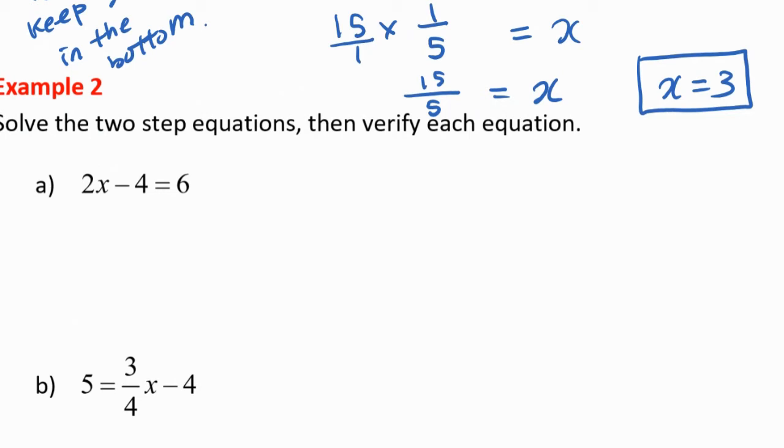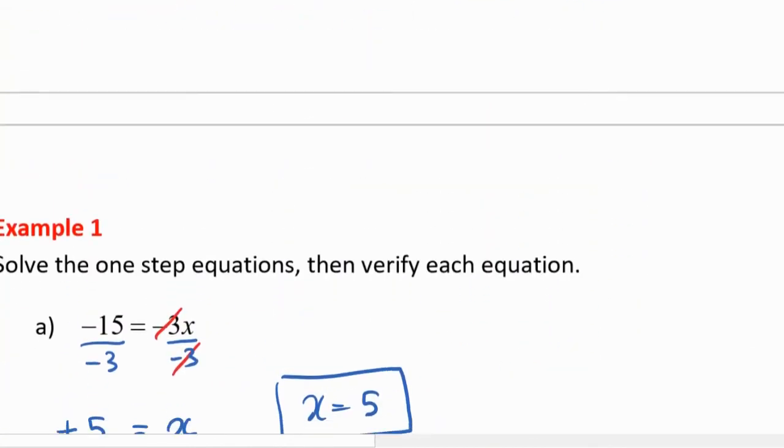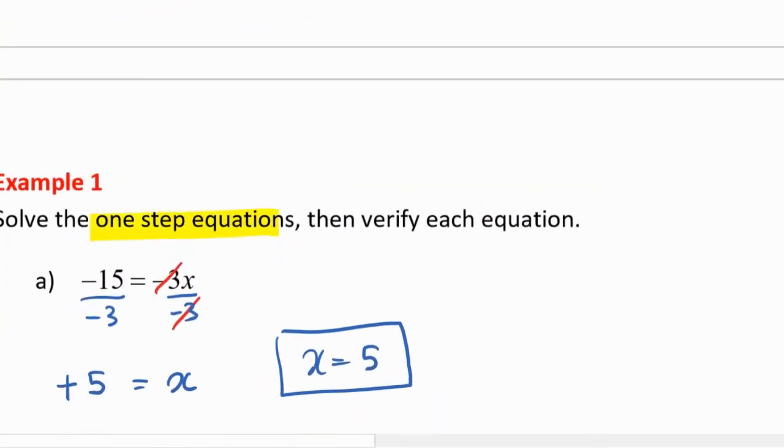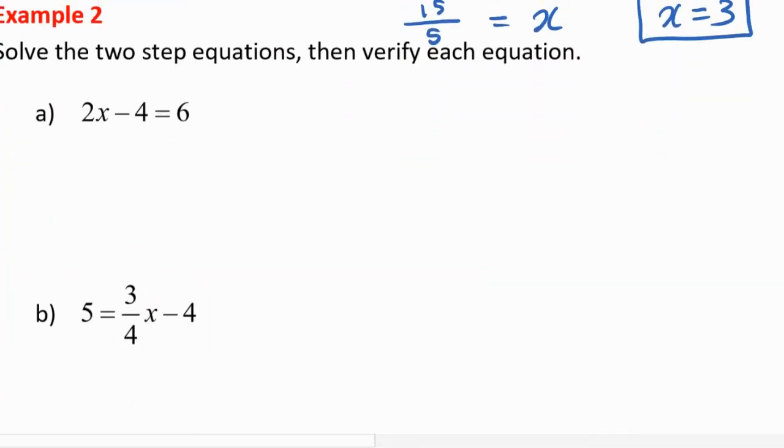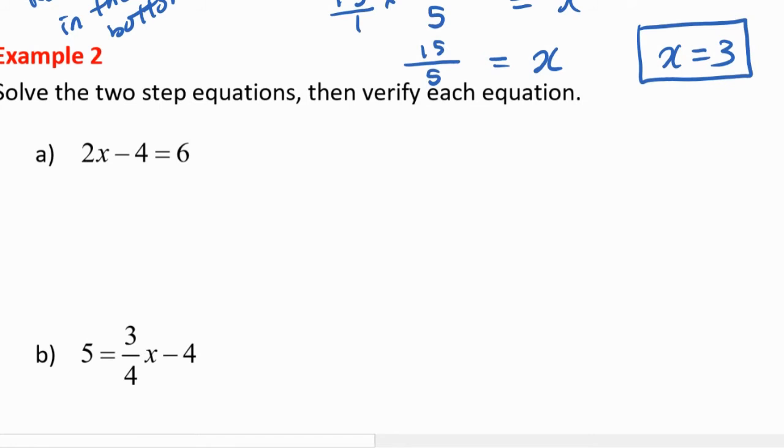Okay, next. Example 2. Solve the two-step equation. What are two-step equations? So far the equations we did were one-step equations, so there was only one step to solve the problem. But from now on, in example 2, we have to do 2 steps to solve the equation. Look at this. I have 2x minus 4 equals 6. What's our final goal?